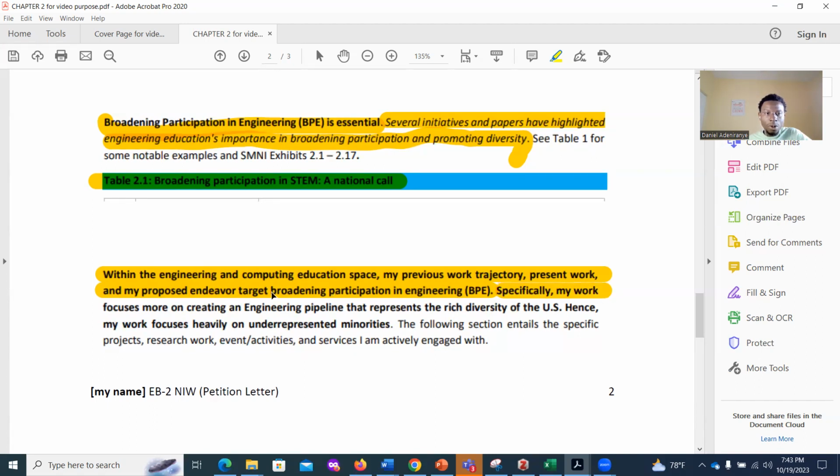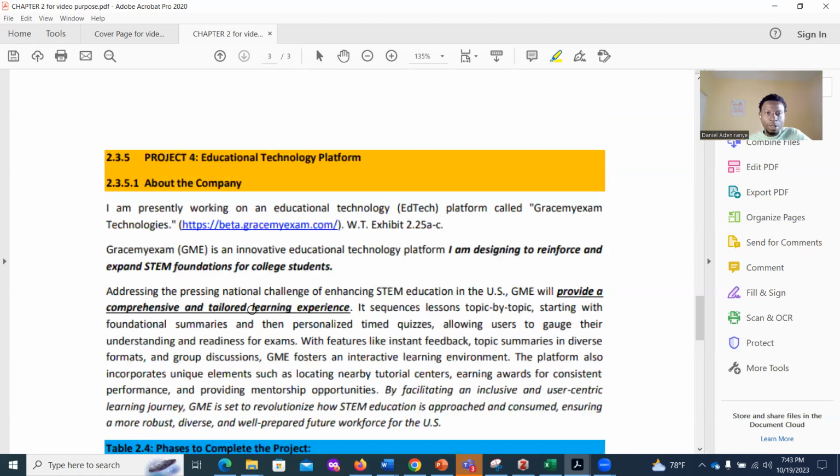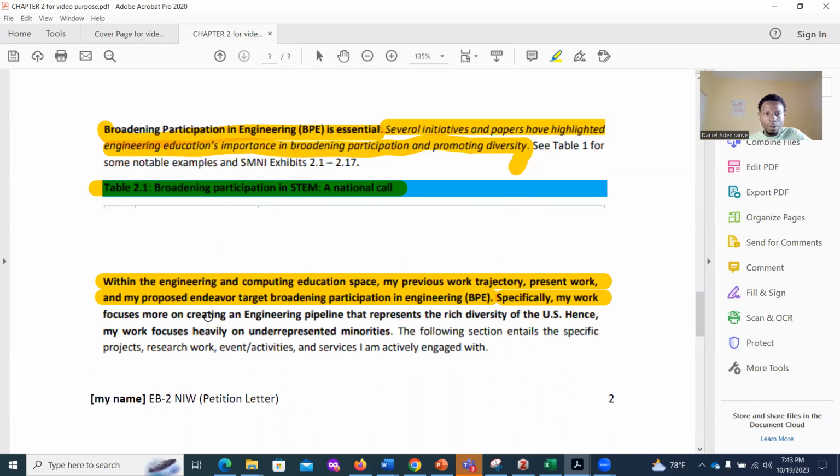Specifically, my work focuses more on creating an engineering pipeline that represents the rich diversity of the US. Remember, previously, the person has said so many things about US diversity and the likes. Hence, my work focuses heavily on underrepresented minorities. This person is just trying to narrow down what he is particularly doing.